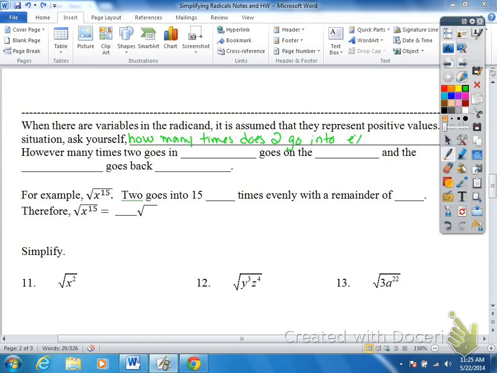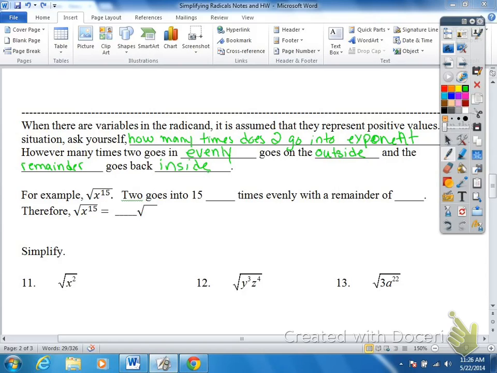How many times does 2 go into the exponent? However many times 2 goes in evenly goes on the outside. And the remainder goes back inside. So here it's just basically simple division.